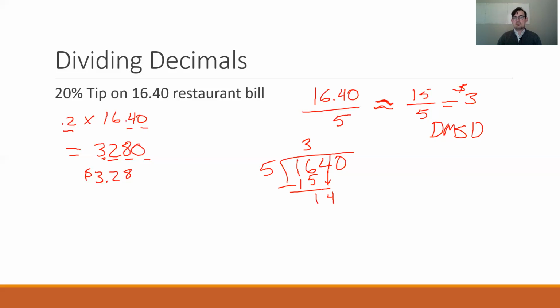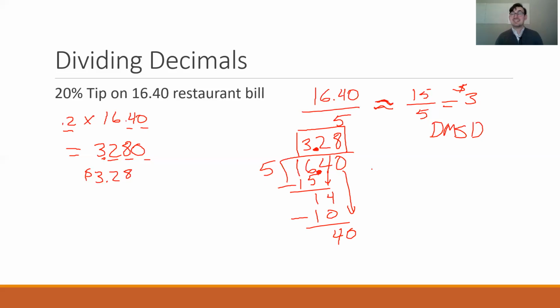And I've got 5. How many times does 5 go into 14? Well, I'm going to do 5 times 2. That's 10. Subtract 10. This becomes 4. Then I drag down the last digit. That's a 0. 5 times what gives me 40? That's going to be 8. Now I have to go back and put my decimal place in. I know I have a decimal place right here, so my decimal place is going to track right up to here. And that makes it $3.28.